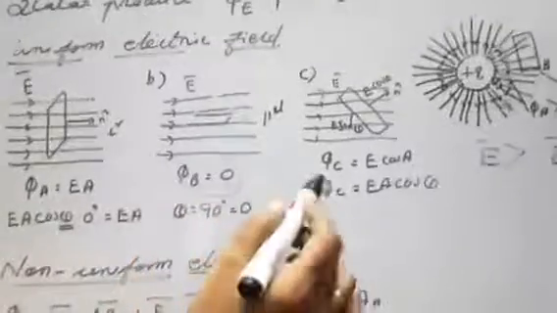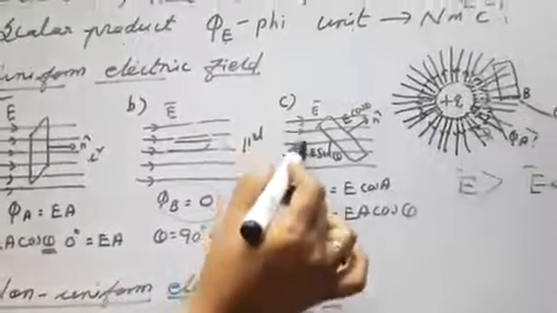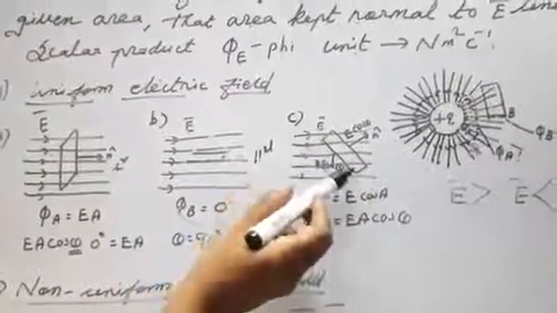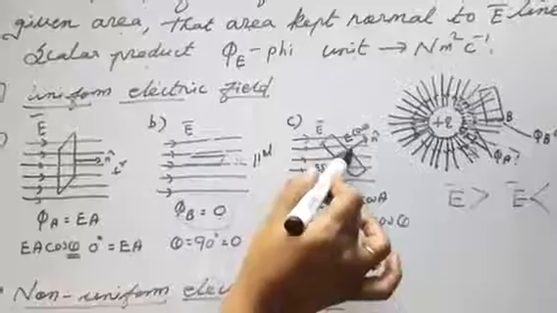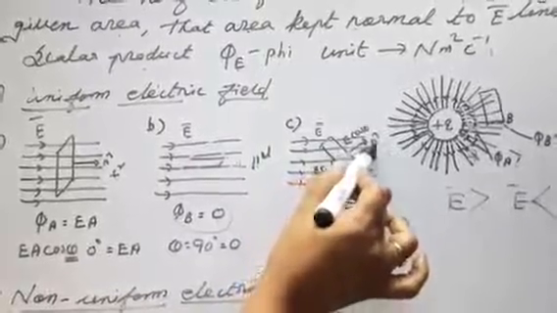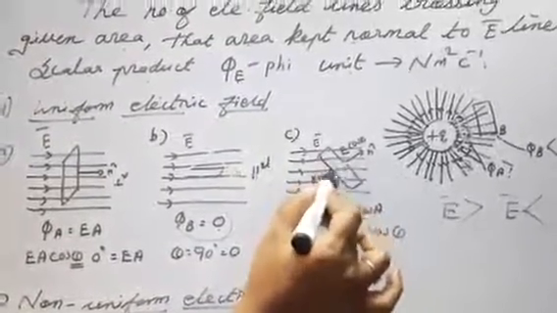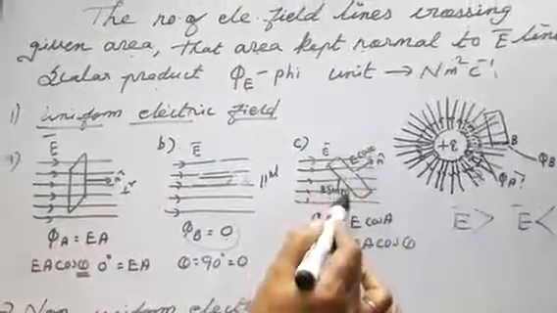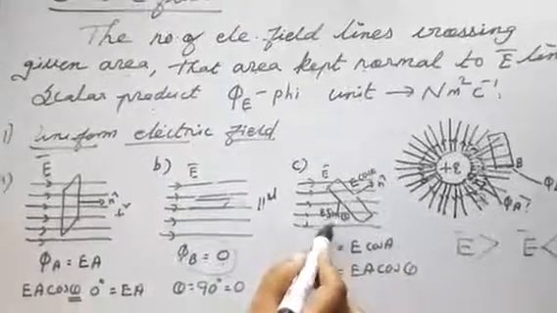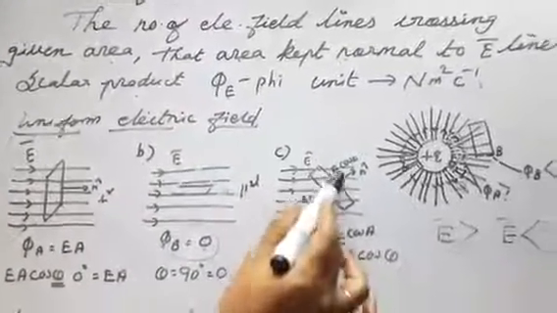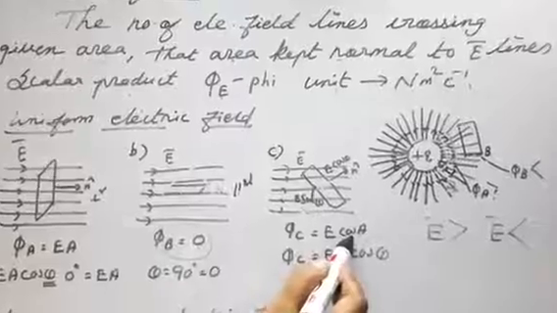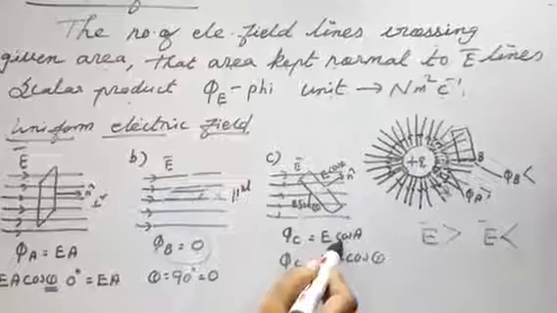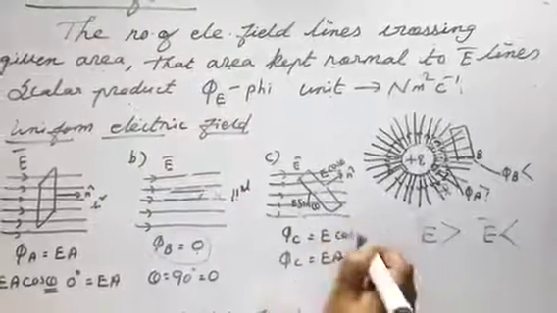In the third case, there is a uniform electric field and the surface is at an inclined position. This is the normal vector, and when we resolve the theta value, there is E cos theta and E sin theta. The sin theta component cancels, and we consider only the cos theta component. Therefore, the flux phi C equals E cos theta times A. Rearranged, it is EA cos theta.